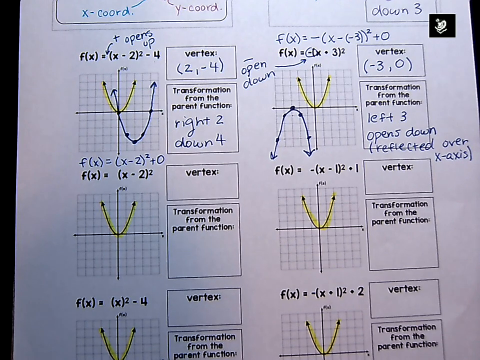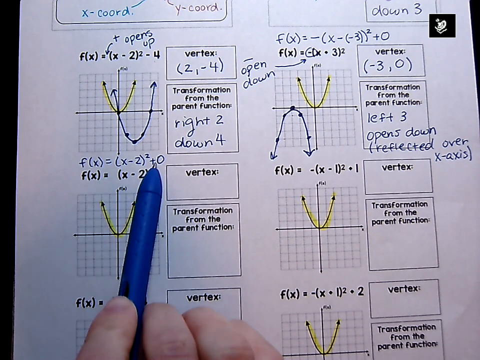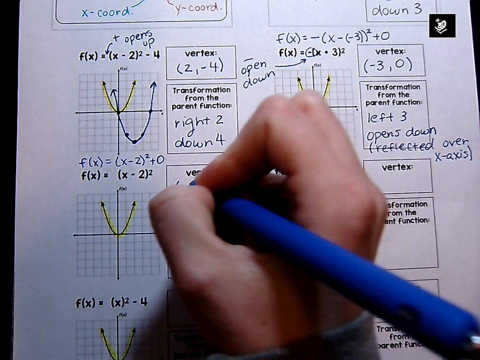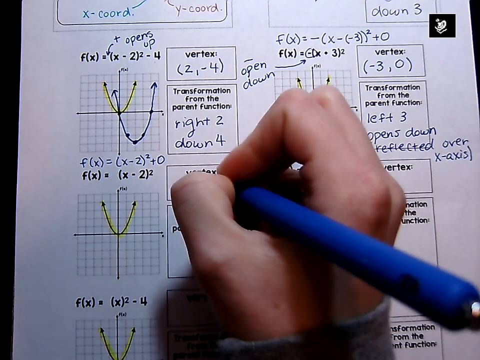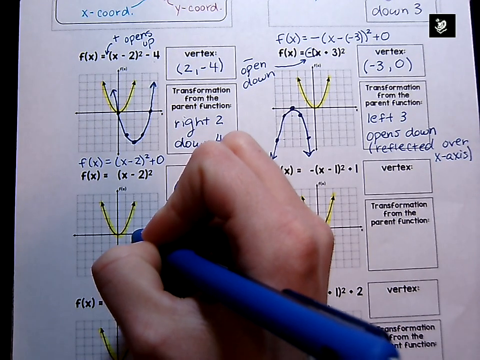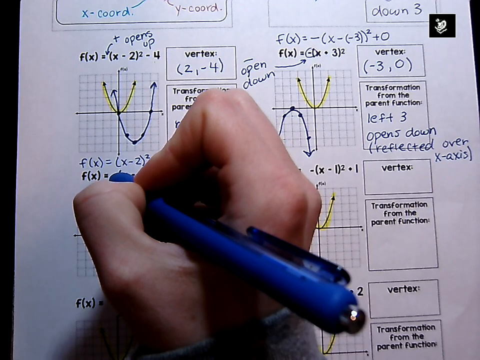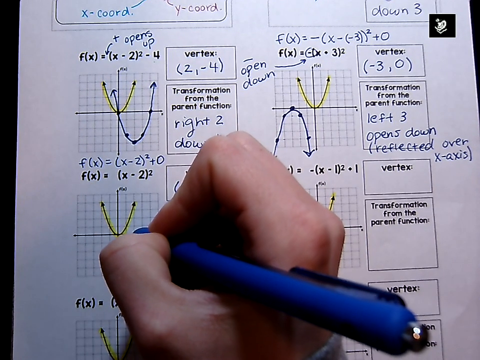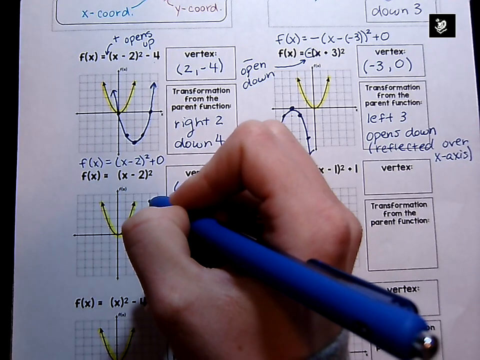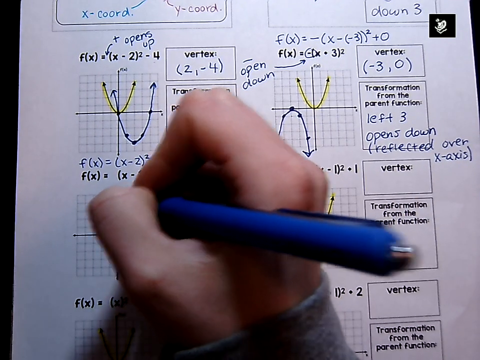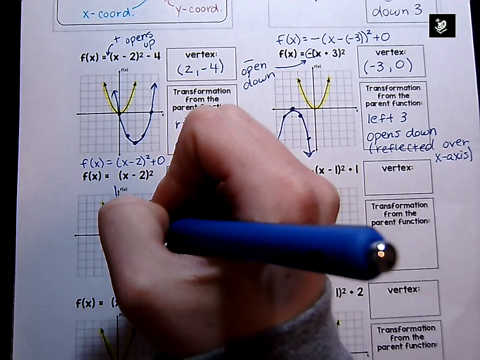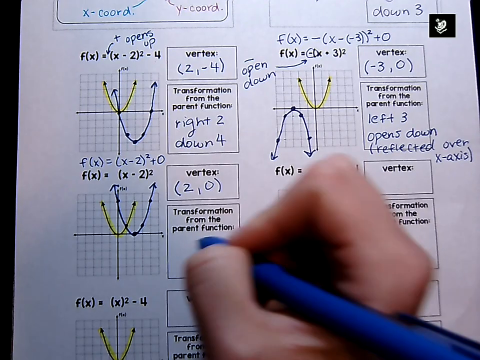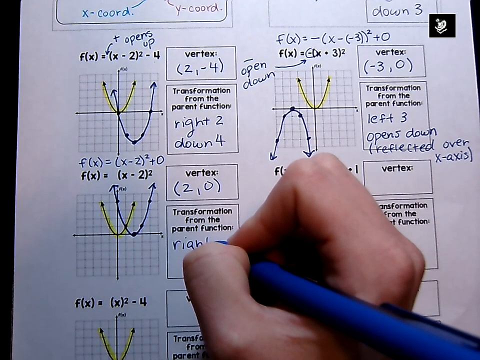For the third parabola, you'll notice that I rewrote it again, and I put that +0 on just for clarification. So my vertex is going to be a +2, 0. So I'm going to graph that. And there's a plus, or there's nothing in front, so we know it's positive, so it's going to open up. So up 1 over 1, up 3 over 1. Draw my smooth line. And for this transformation, all that's happening is we are going right 2.